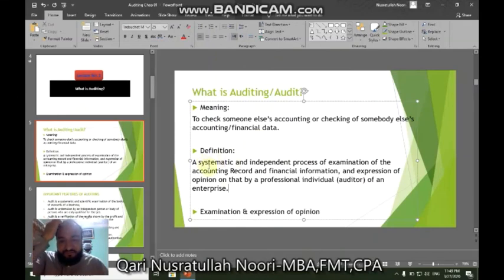Now we come to the definition. The definition says: a systematic and independent process of examination of the accounting record and financial information, and expression of opinion. I mean, the person who carries out the audit should be a professional individual, which is called an auditor. He will examine the accounting record and financial information of a company, and then express an opinion on that accounting record and financial information.